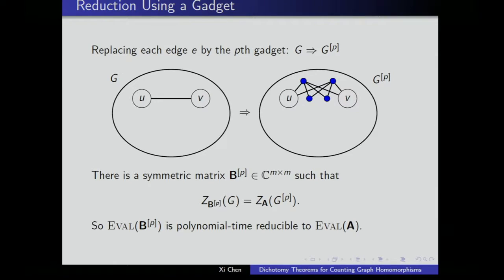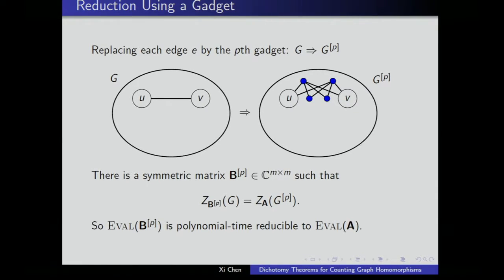And it turns out that there is a symmetric matrix B bracket P. We'll derive its entries on the next slide, but there is such a matrix which has the same size as A, but satisfies this expression. If you take the partition function of G using B bracket P, it's the same as the partition function of the new graph G bracket P, but now using A.